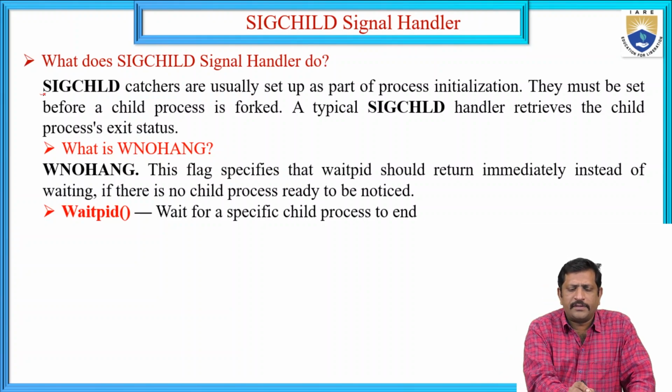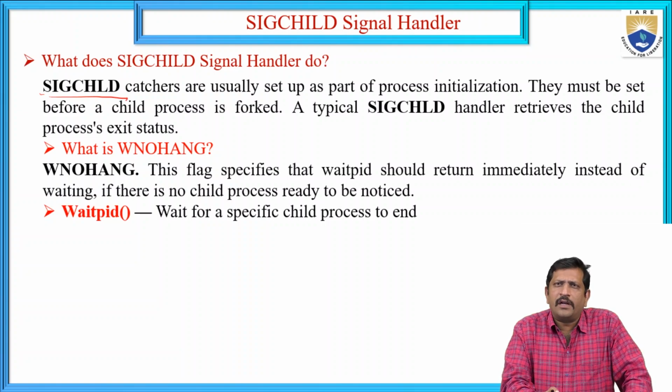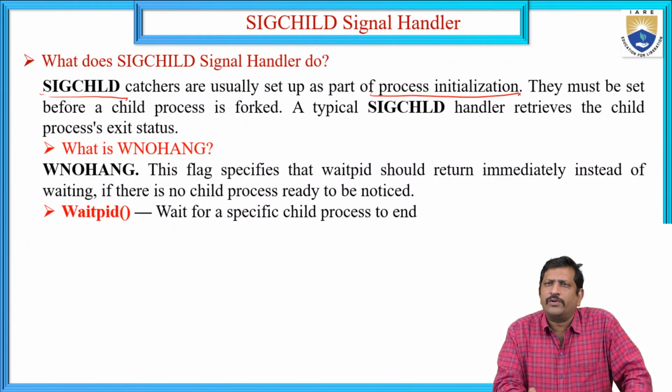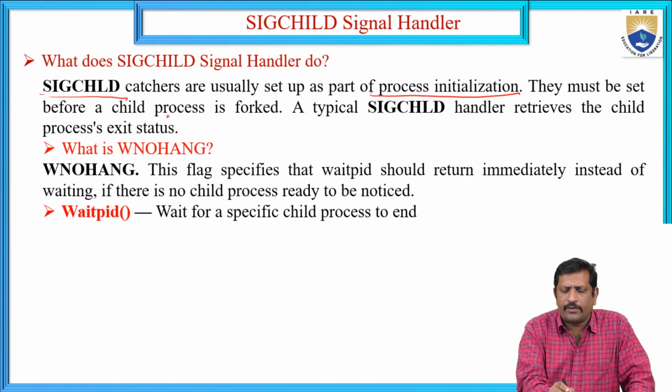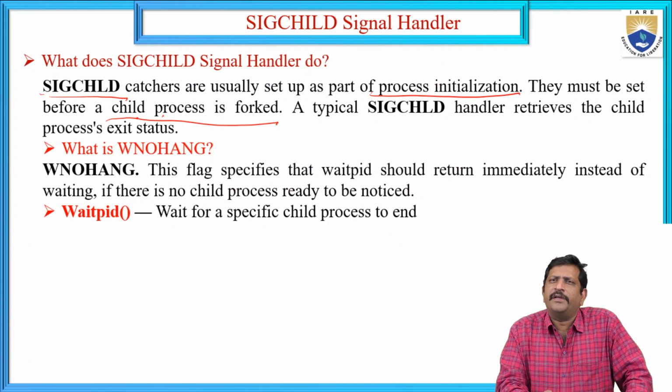Generally, SIGCHLD is caught, and the handler is usually set up as part of the process initialization, before the process starts executing. It must be set before the child process is forked. Before the child process is forked, it must be initialized. The process initialization means the processor which is executing.